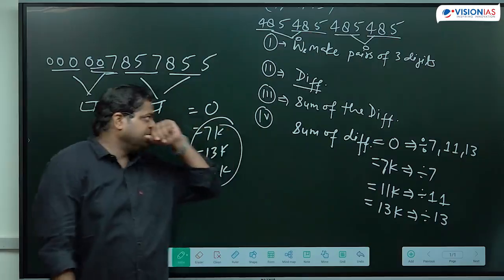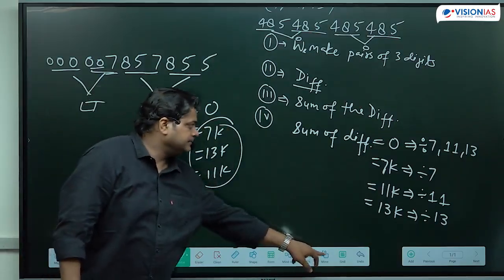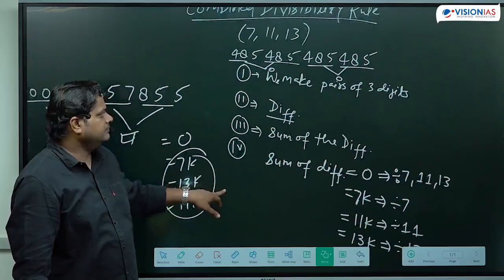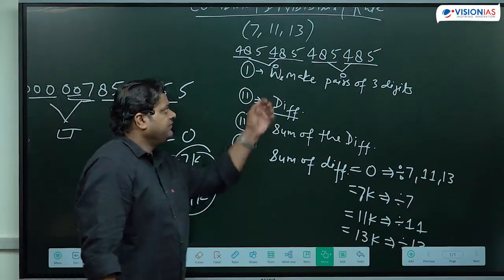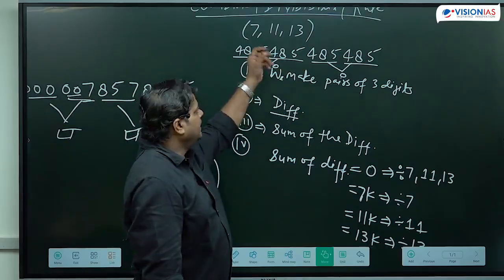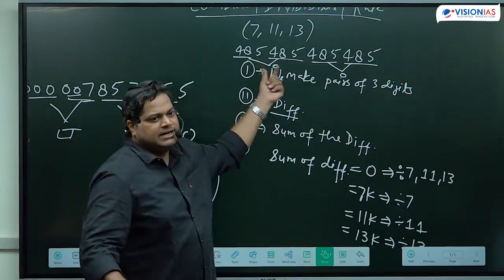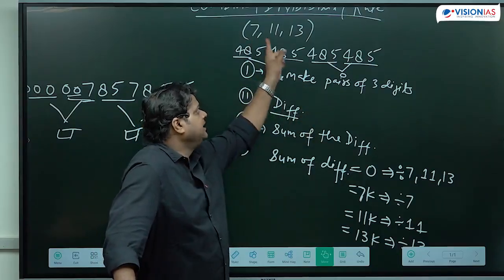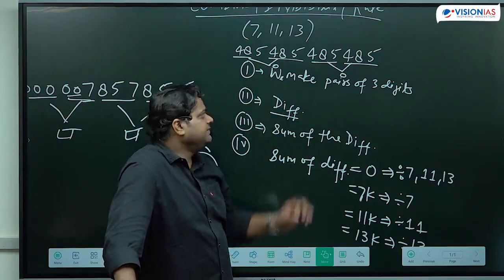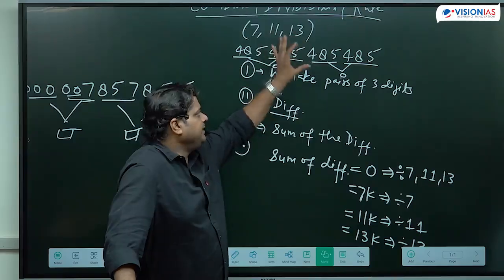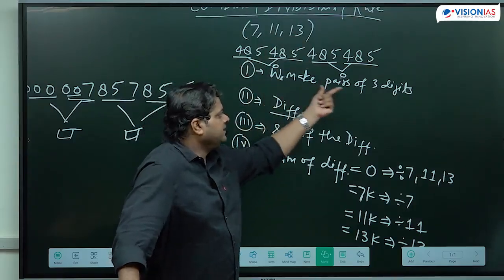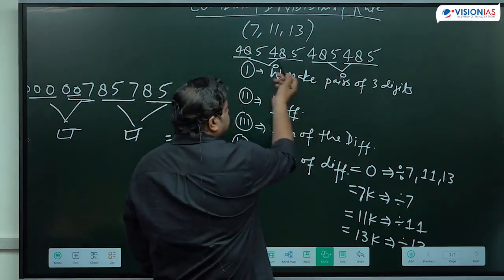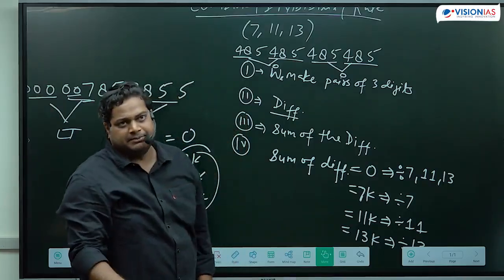Combined divisibility. I am repeating it again. See here. If any number is given and it is asked is this number divisible by 7, 11 or 13, or if they ask what remainder we can get if we divide by 7, 11 or 13, then we can apply this combined divisibility rule. The first step is we make pairs of 3 digits. 3 digits, 3 digits, 3 digits, 3 digits. This way we are going to make pairs.